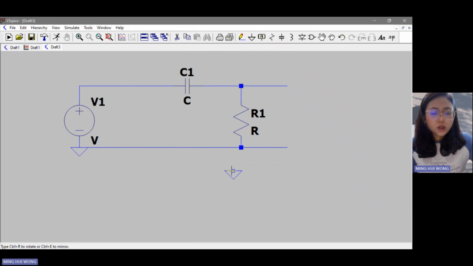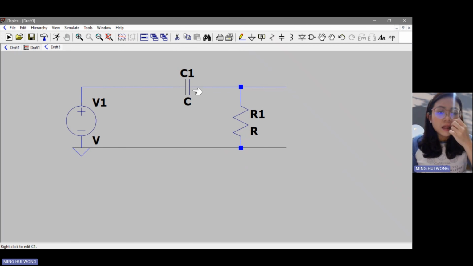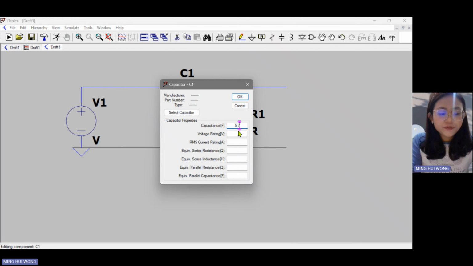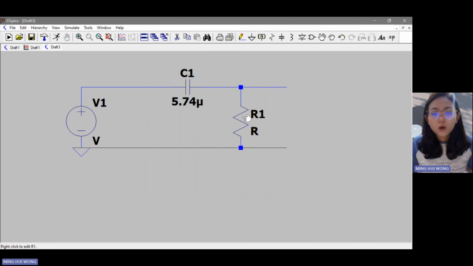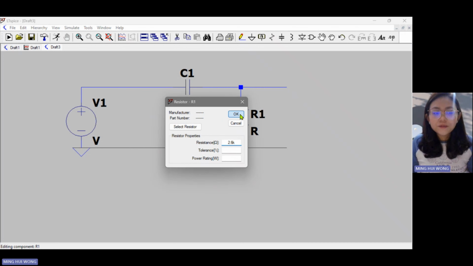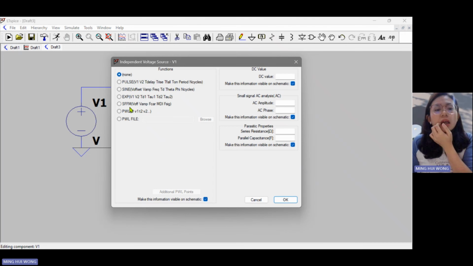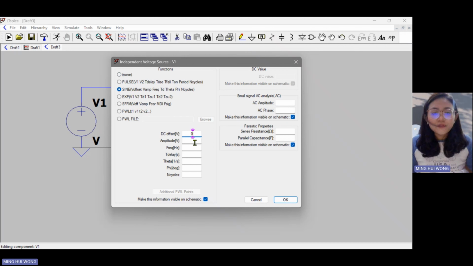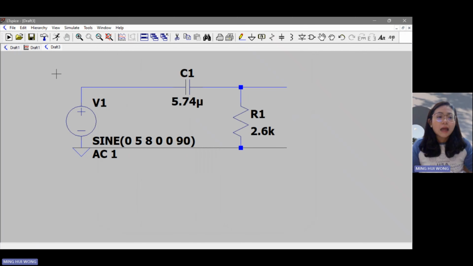I just insert it here. After we insert the components, we want to set their values. For C1, I put 5.74 micro based on the calculations, and for R1 we put 2.6k. For the source, the important thing is that I adjust it to a sine wave, and DC offset I put 0, amplitude based on the question I put 5, and frequency I put 8, and the frequency is 1 over T, which we also can get from the graph. Then theta I put 0, and the phase I put 90, and amplitude I put 1. So we want to test our circuit whether it is valid or not.